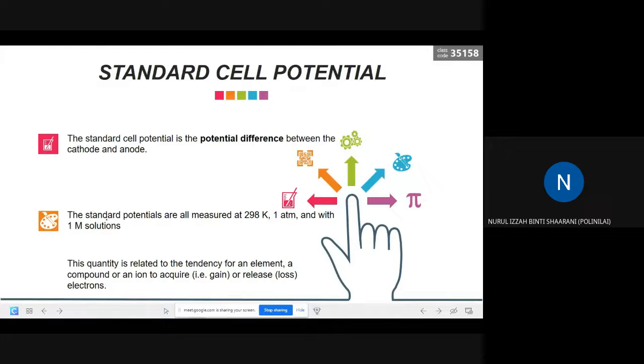So standard potential ni, temperature dia, pressure dia, concentration dia, kita panggil standard condition dalam keadaan yang standard. Mungkinlah kalau pergi buat galvanic cell tu dekat Gunung Everest ke, dah lain lah dia punya temperature and also pressure, right? So akan berubah lah dekat situ. So this quantity is related to the tendency for an element or compound or an ion to acquire or gain, or release, loss an electron.